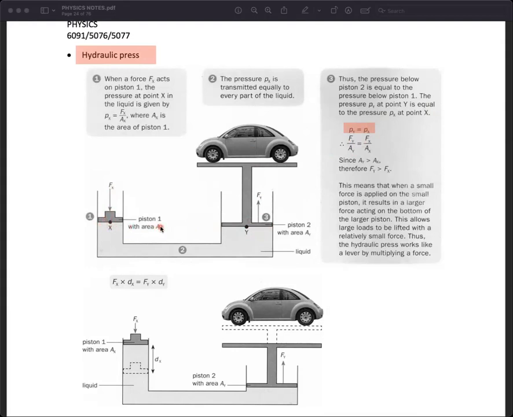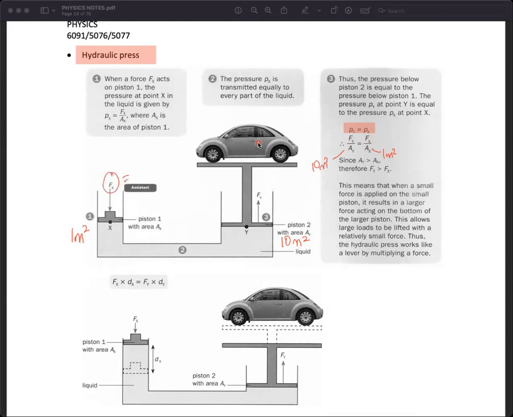Is that clear? Can you see? Because the area of Y is greater than the area of X, a small force applied on X will produce a big force that is strong enough to lift a car. Are you clear about this? I'll give an example. If this is 1 meter square and this is 10 meters square, my AX is 1 meter square and my AY is 10 meters square.